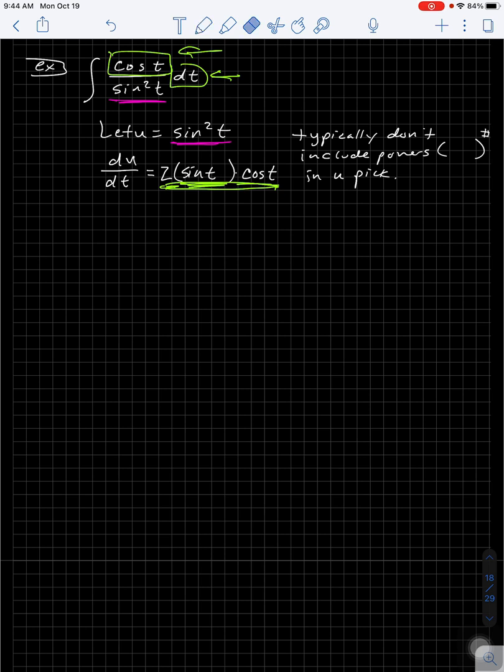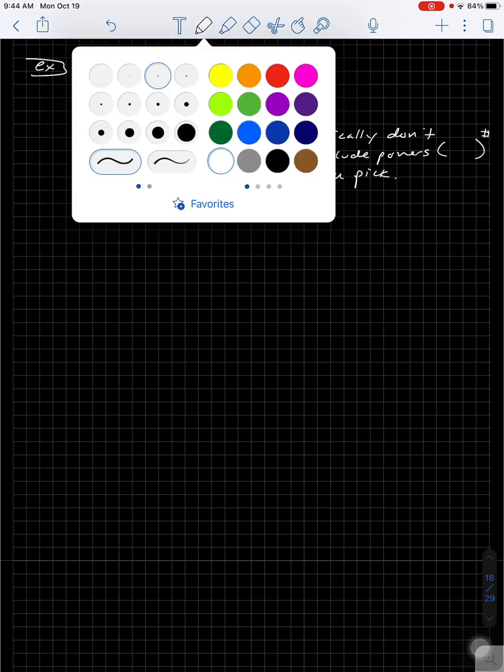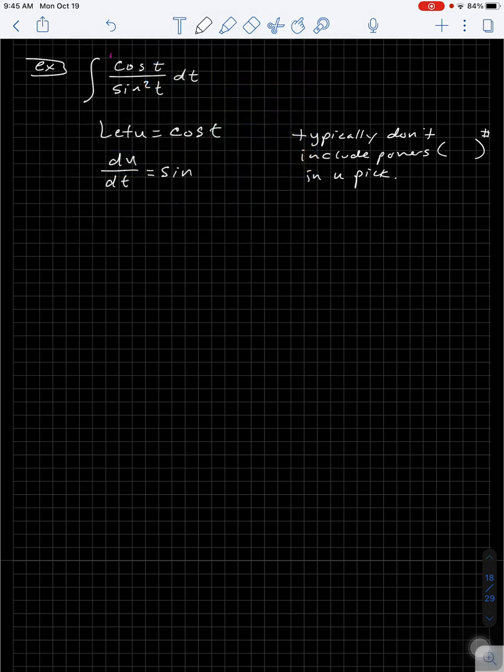So that's kind of that wrong move, and I would do that and say, oh, okay, that's too much, so let's do a different pick. What if u is cosine t? Oh my gosh. Then the derivative is sine t. All right, well, maybe that's okay. I split this up, multiply through by dt. So I'm going to go sine t dt.